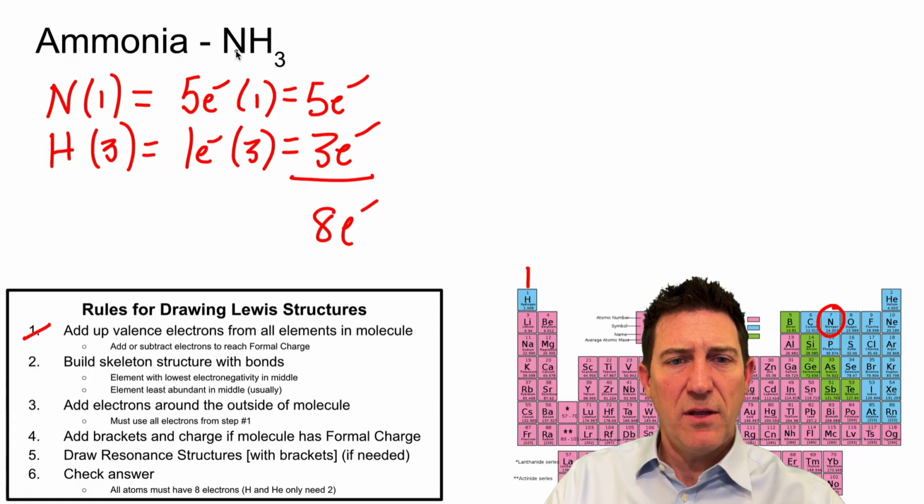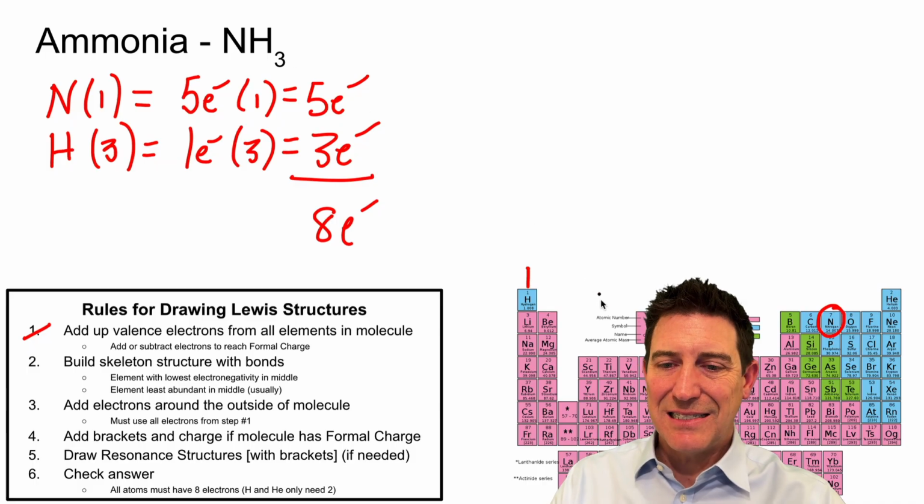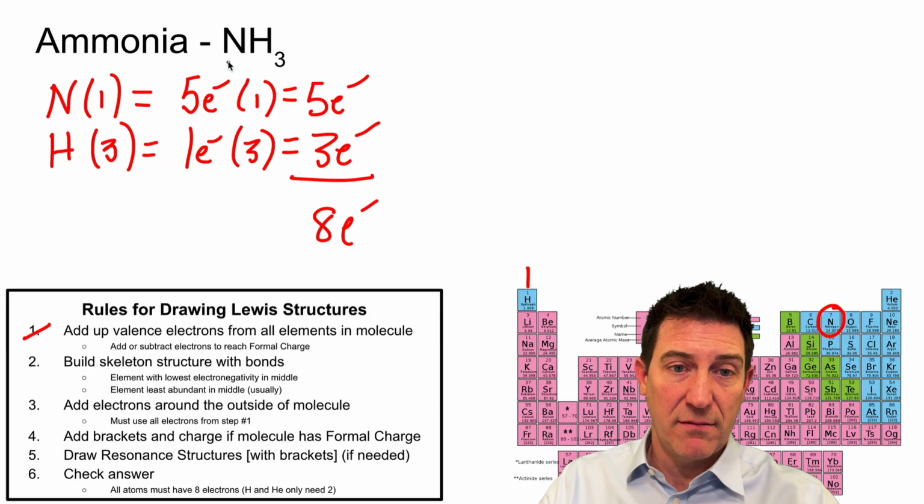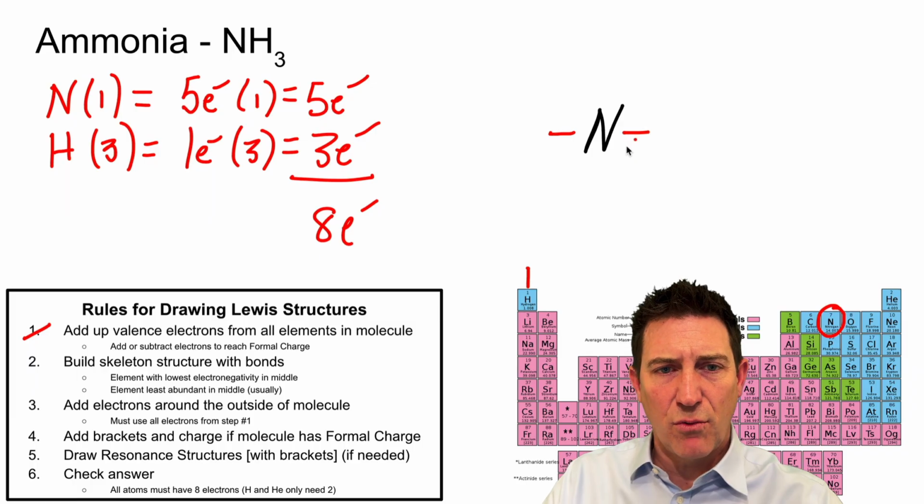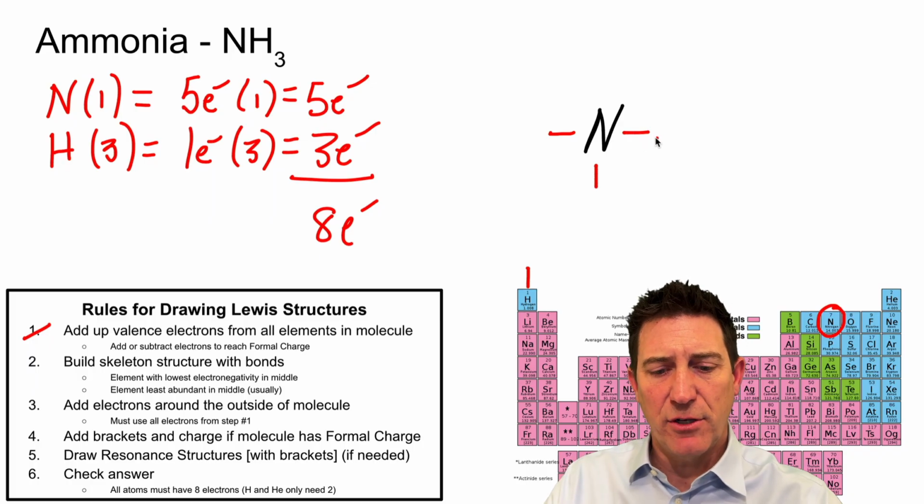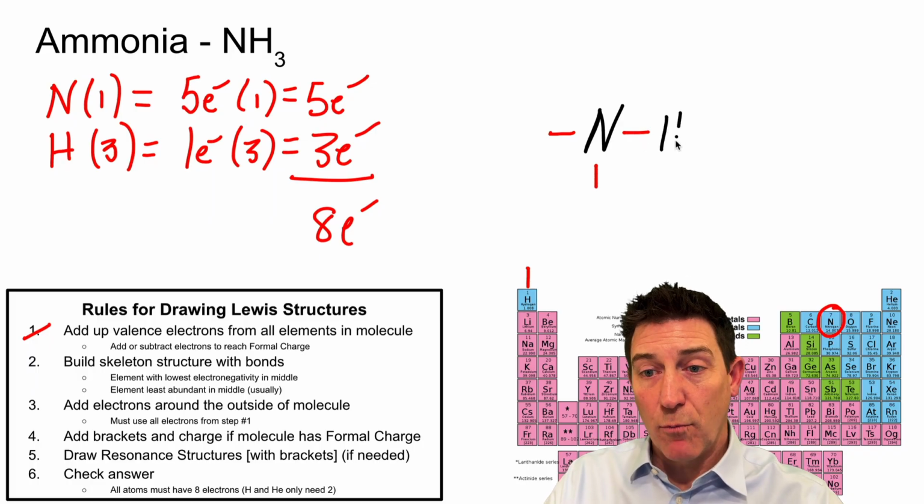Which one goes in the middle? Nitrogen or hydrogen? Well, we said hydrogen will never be the center of anything, and that leaves nitrogen as the only one left. So we're going to put nitrogen in the middle, and we're going to branch 3. Now, I don't know where to put these hydrogens, and for now, it doesn't matter. I just need to put them on there somewhere.